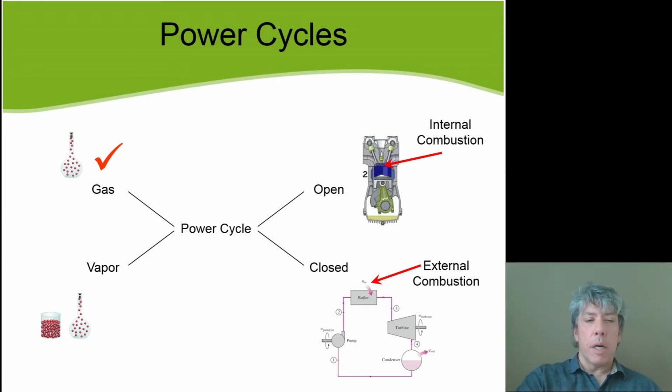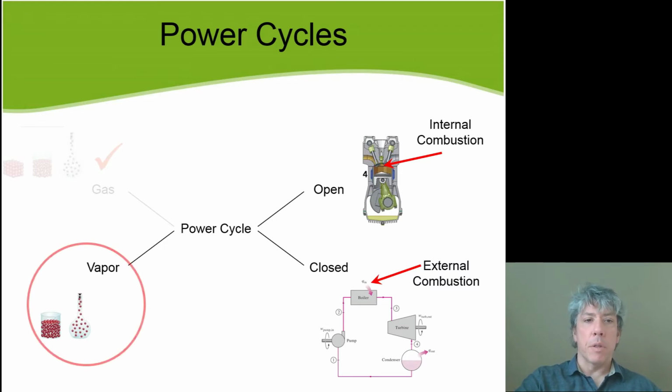And so in that case, you can't burn anything in the working fluid like you can with air, because that would change the properties of the working fluid and it wouldn't be able to continue. So typically these types of power cycles, these vapor power cycles, will involve external combustion. So that's what we will consider in this set.